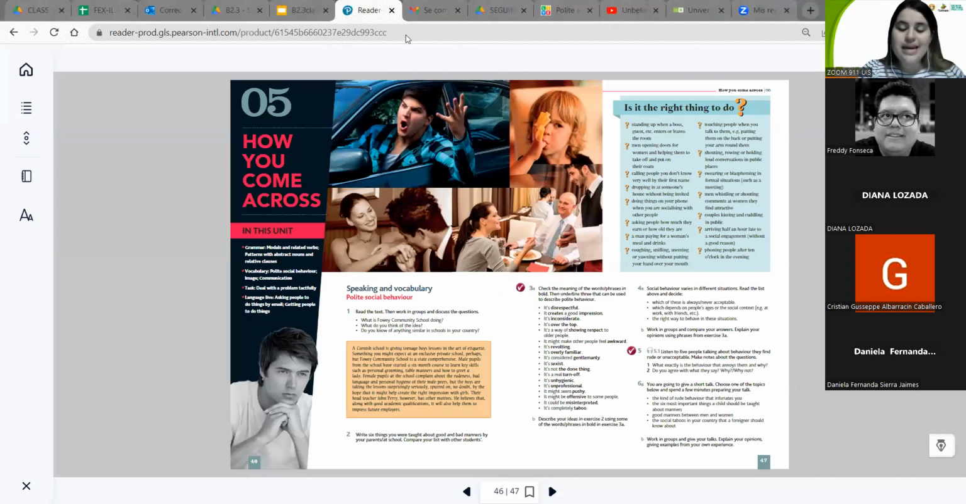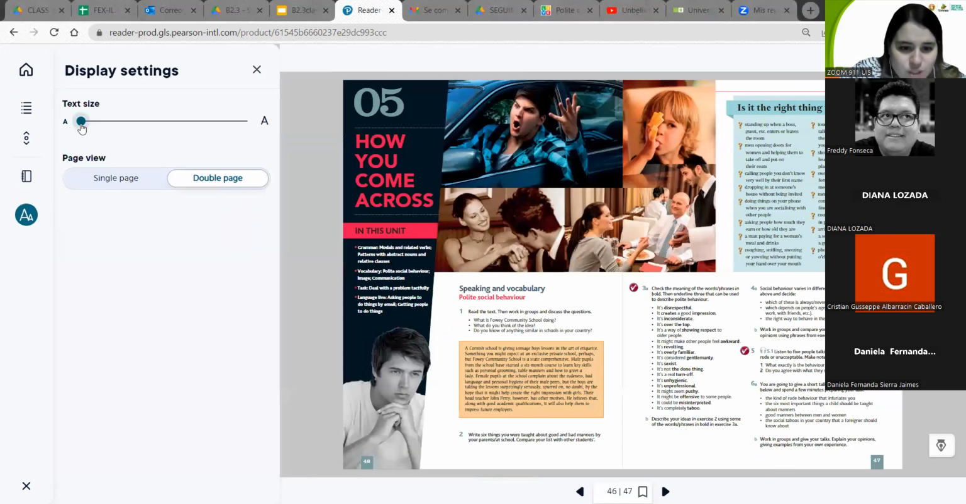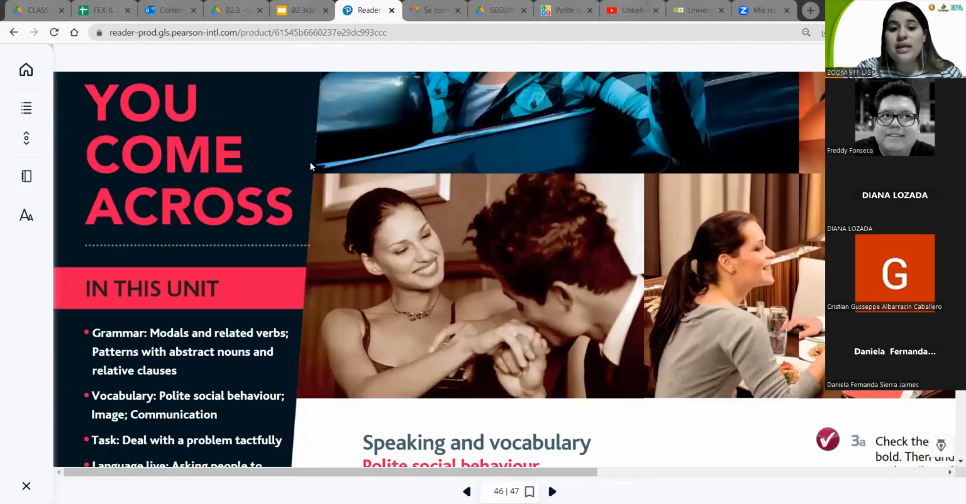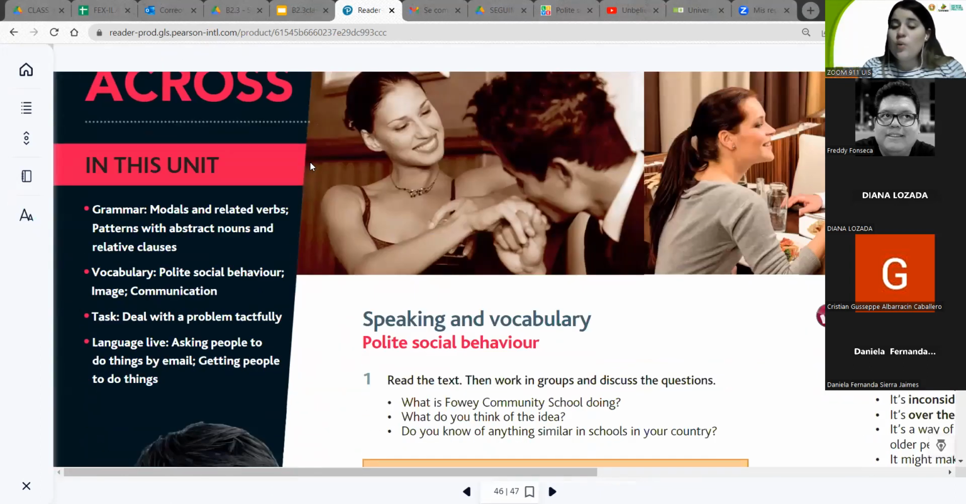Okay, guys, so now we are going to our books, and we're going to open the book on page 46. On page 46, we are going to start unit 5, that is how you come across. So during this unit, the grammar that we're going to be working on is modals and related verbs, patterns with abstract nouns and relative clauses.